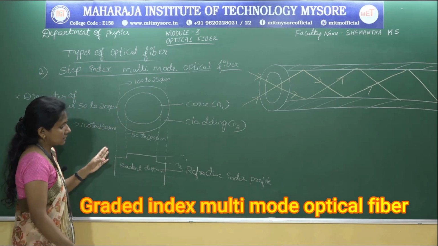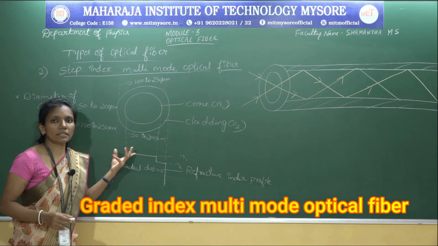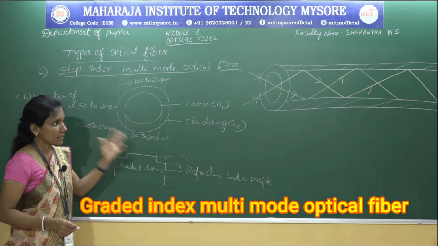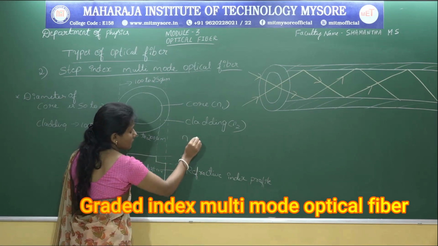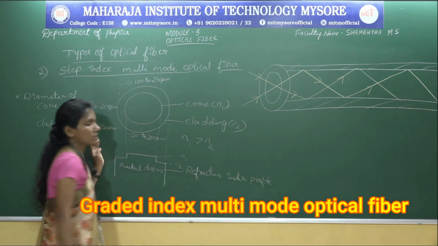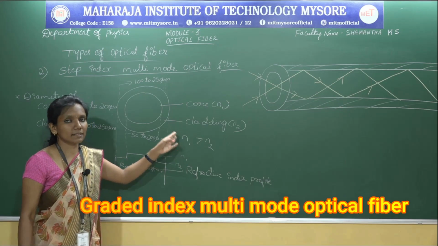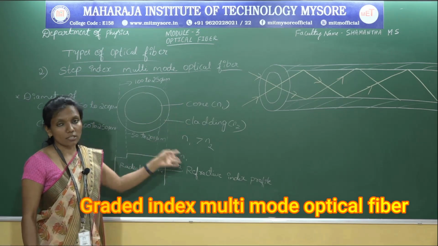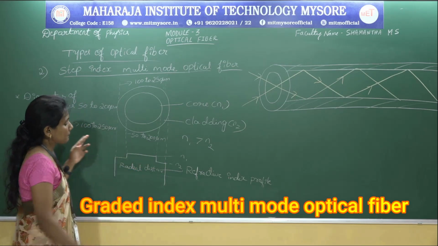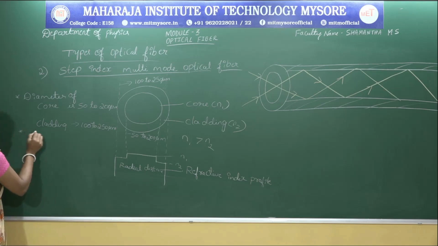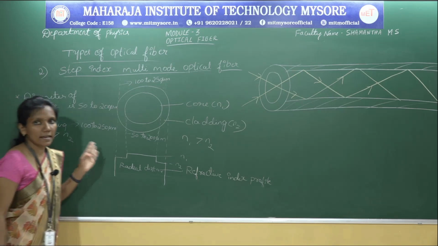Let's compare them. Here also the refractive indices of the core and cladding are uniform, and N1 is always greater than N2. The core refractive index must be greater than the refractive index of the cladding, so that only then complete total internal reflection will take place inside. So that's why the condition is N1 is greater than N2.